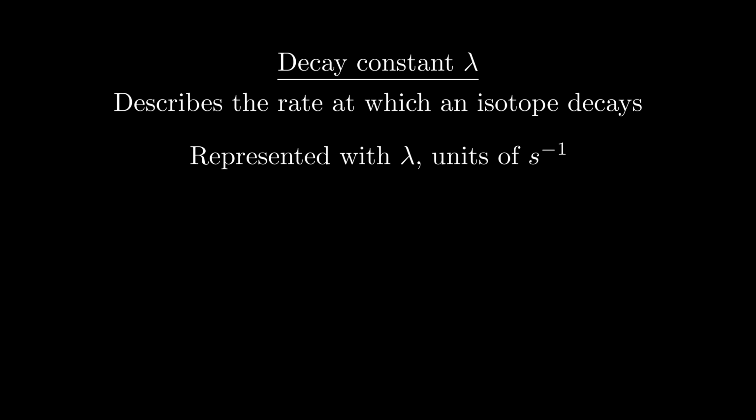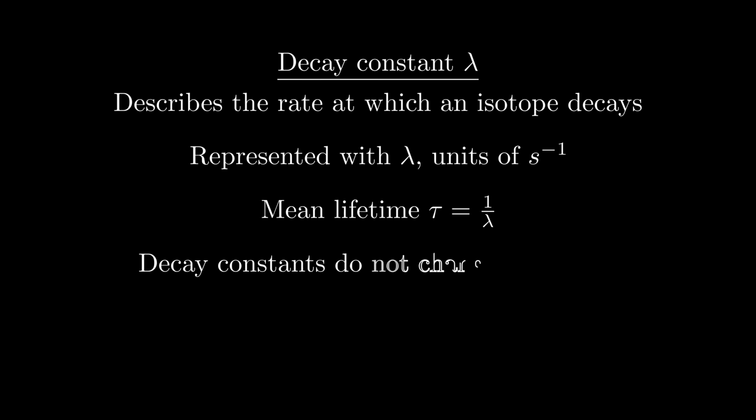For a given isotope, the decay constant is defined as the reciprocal of the isotope's mean lifetime, which we represent with the Greek letter tau. So an isotope with an expected lifetime of 10 seconds will have a decay constant of 0.1 inverse seconds. And for every second that passes, the isotope will have a roughly 1 in 10 chance to undergo decay.